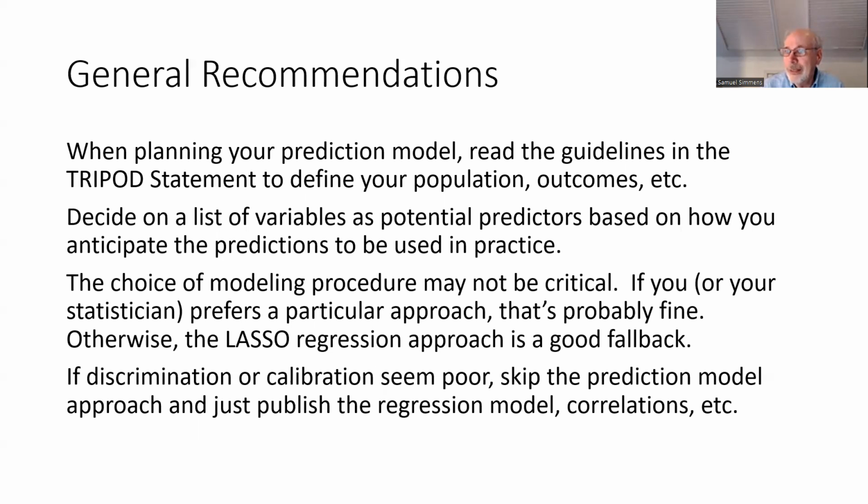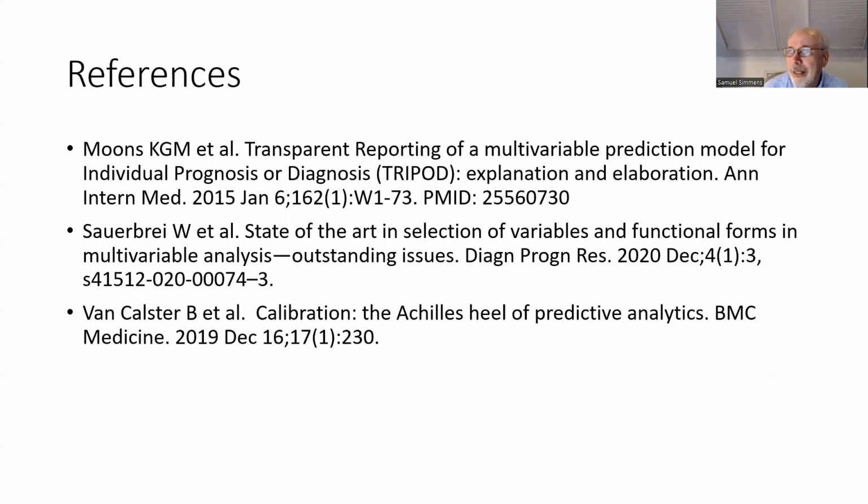And then I think the last slide is just some references. Another slide, Vivian? Yeah. The TRIPOD statement is the explanatory one. It's a very long article. It doesn't have the pages here. The Sauerbrei paper is the one that talks about selection of variables. And the last one goes into a little bit more detail on calibration and the fact that people need to be doing it more often.